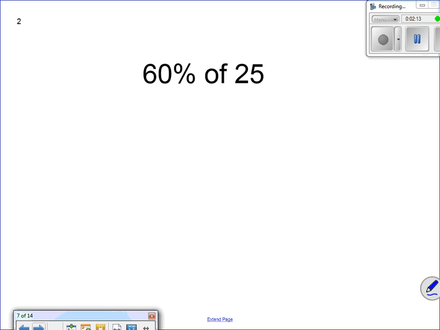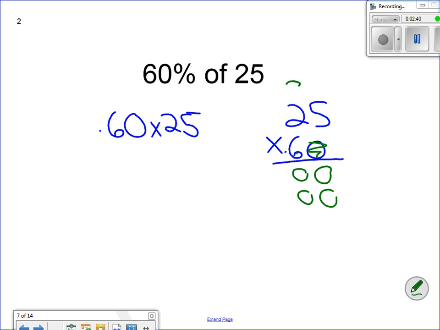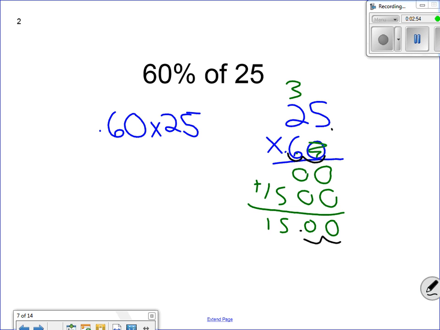Here's another one. 60% of 25. How are we going to do that? 0.60 times 25. So we're finding what 60% of 25 is. Let's multiply 25 times 0.60. I got 0 times 5, 0 times 2. Cross off the 0, give myself a place value holder. 6 times 5 is 30. 6 times 2 is 12, plus 3 is 15. I'm going to add these up. 1500. But once again, my decimal's here. 1, 2. My decimal's there. It's not moving. 1, 2. My answer is 15.